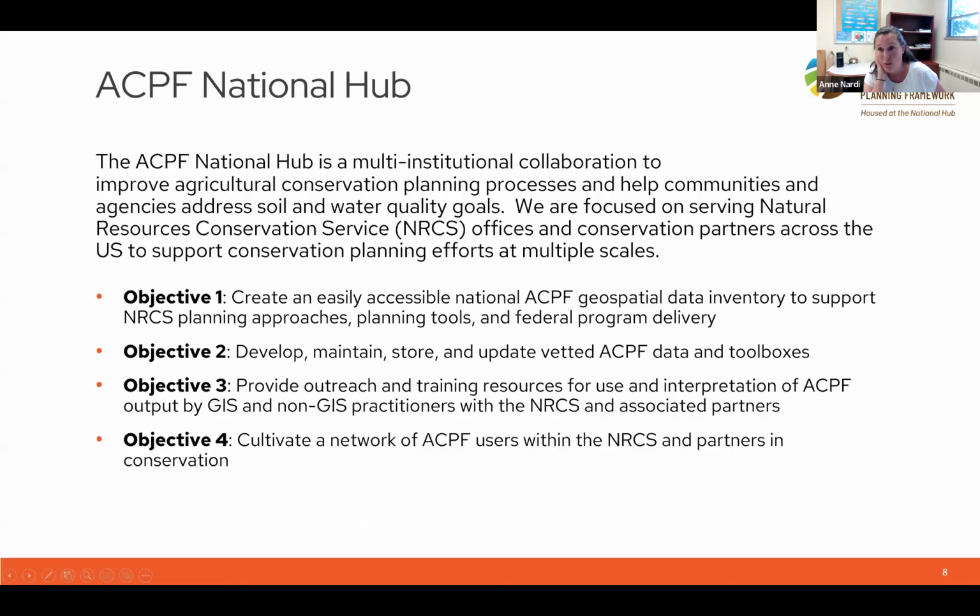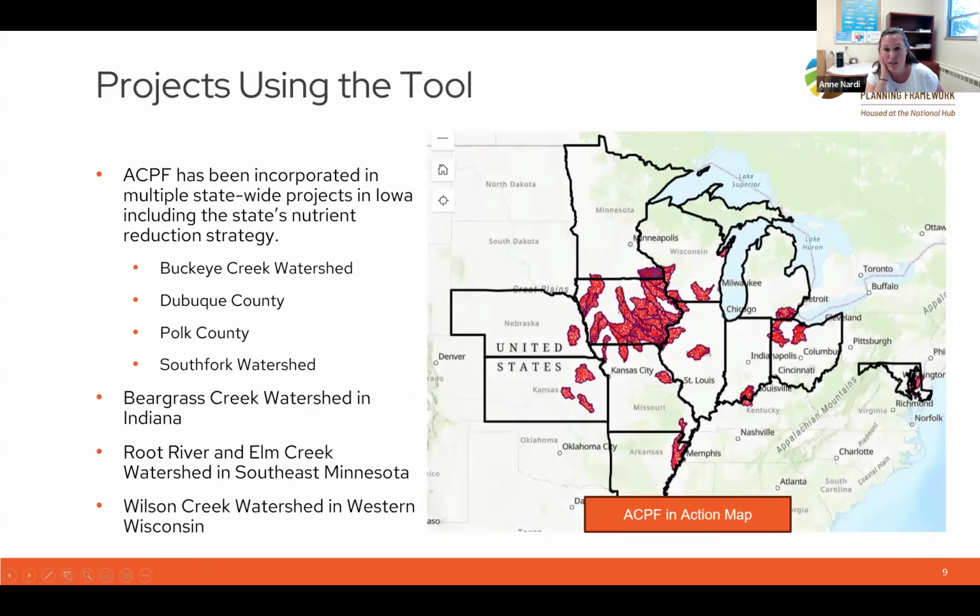So if you're with NRCS, we have a goal of serving you, but also other partners across the state to say, okay, how can we maintain and update? We just created a new version of ACPF, so we're constantly trying to improve that, providing outreach and training, as well as cultivating a network of ACPF users. So there is this network behind the ACPF to support it, and much of the information about that is available on our website, ACPF4watersheds.org.